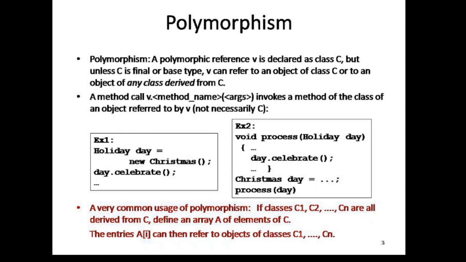A very common usage of polymorphism: if classes C1, C2 and Cn are all derived from C, then define an array A of elements of C. The entries A[i] can then refer to objects of classes C1 up to Cn.